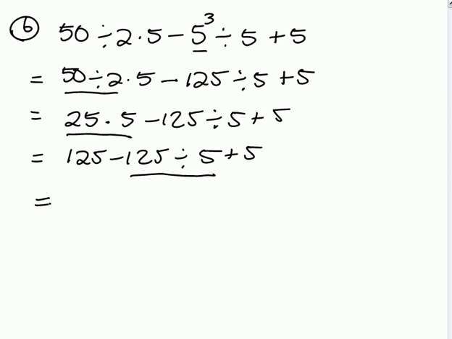Okay, so we're going to have to divide that first. 125 minus 125 divided by 5 is 25, plus 5, and at this point we've just got addition and subtraction, and I'm going to assume you guys could get the answer. I get 105.